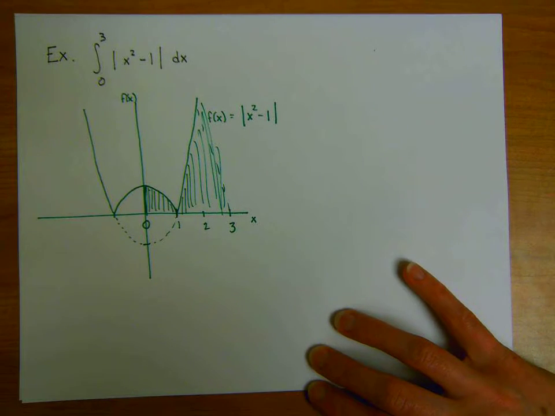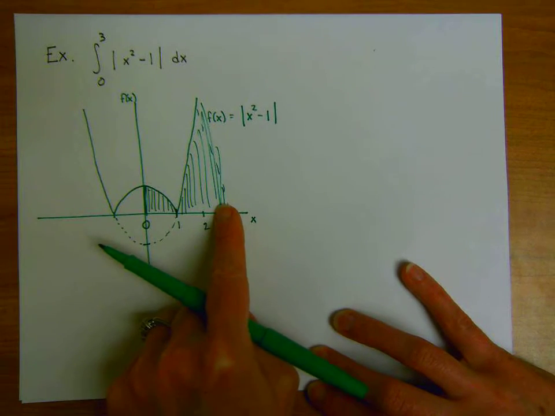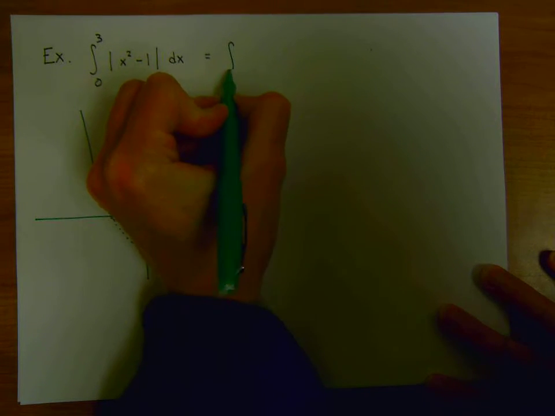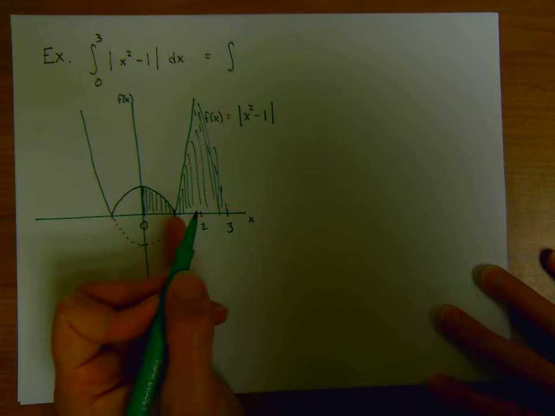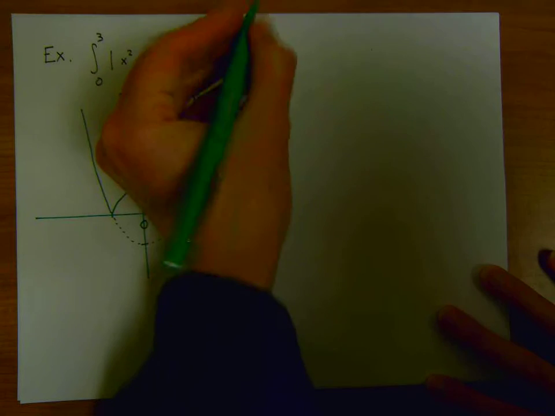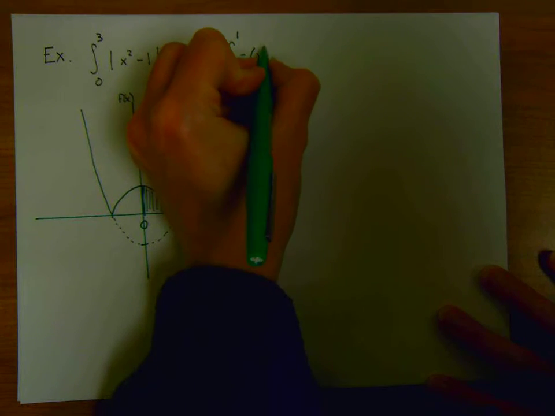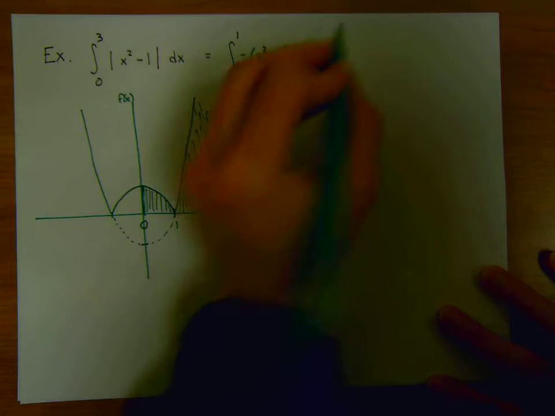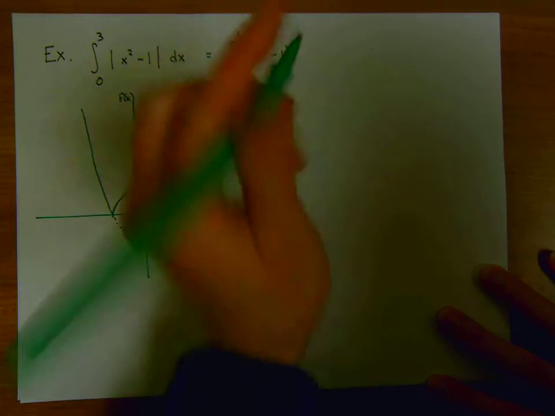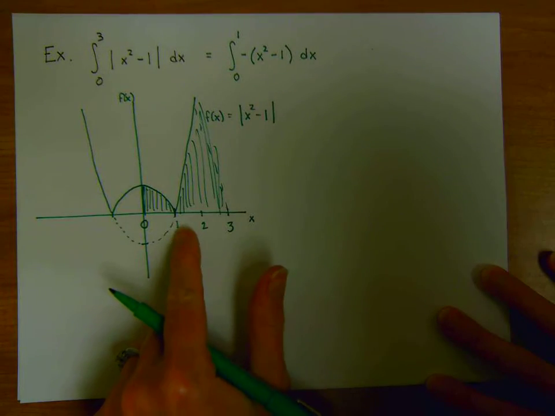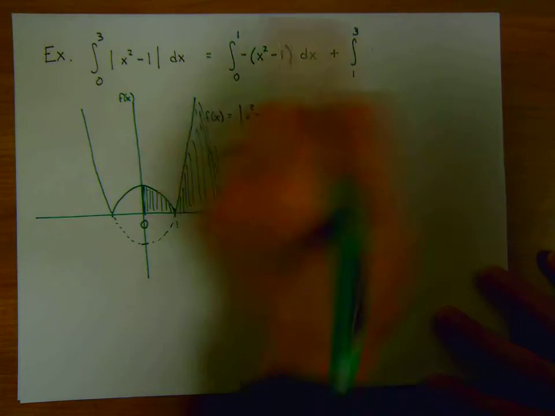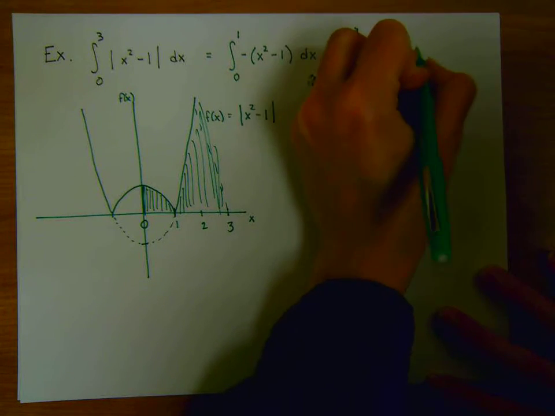One approach, and the approach that I'm going to take, is I'm going to break this up into two separate integrals, because I know that instead of this, I'm going to think of this as the integral, using my picture as a guide. This is the integral from 0 to 1 of the negative of this function, because that's the place where it was under the absolute value, or under the x-axis. So when I take the absolute value, it's flipping it and taking the negative of it. And then from 1 to 3, I don't have to worry about anything. That's going to be the integral as written of the function x squared minus 1 dx.